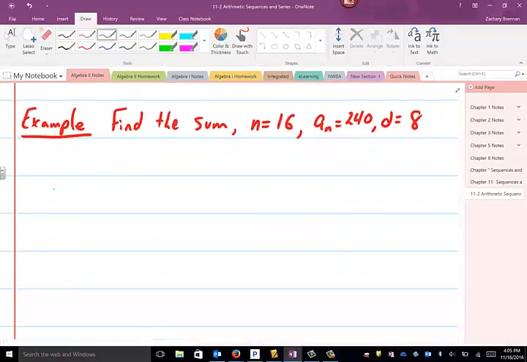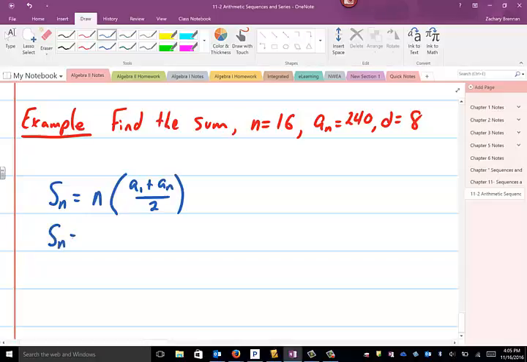When I go to try to do this formula, S sub n equals n times a sub 1 plus a sub n over 2, I've got the n, I have the a sub n, I just don't have the a sub 1. So if I start filling this in, S sub n equals, I know it's 16. I'll leave a little blank there for the a sub 1. I'll go find that in a minute. I know there's a 2 on the bottom and a 240 here. So let's go find our a sub 1.